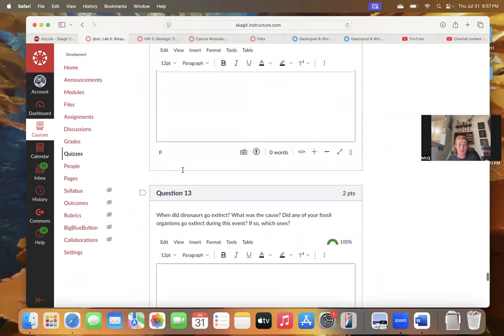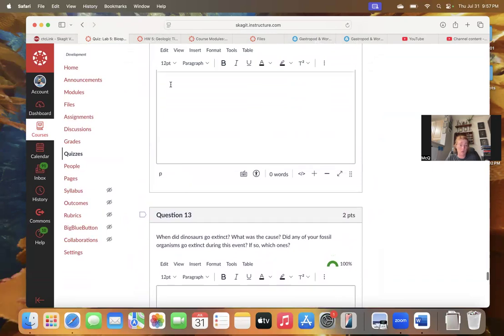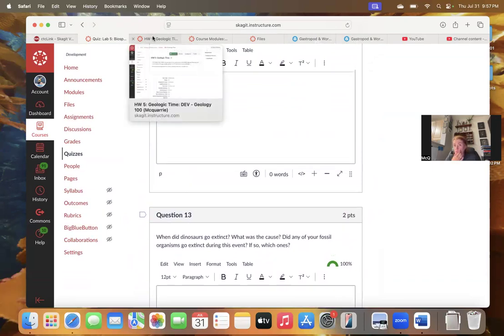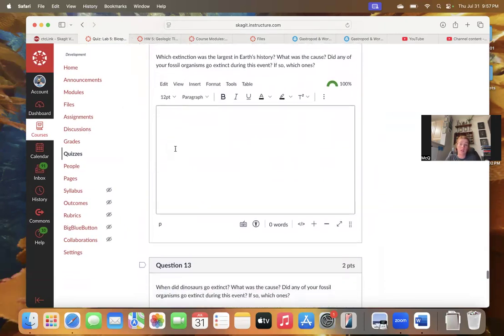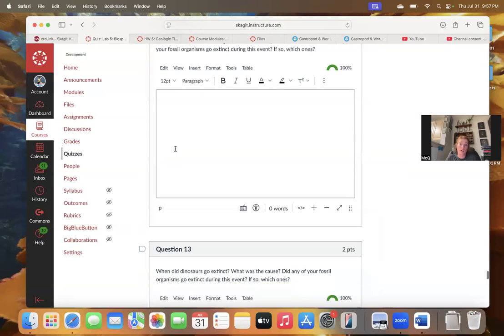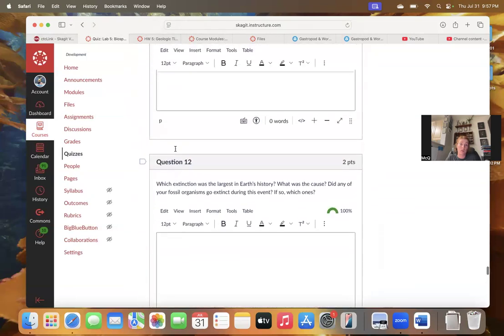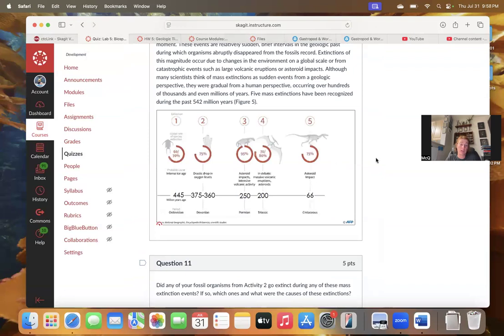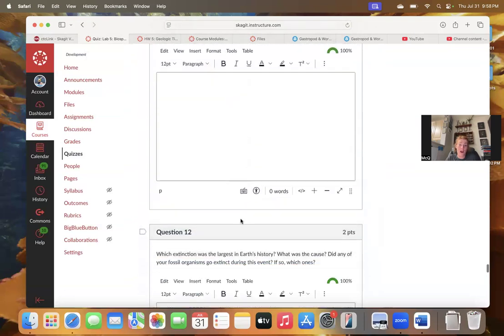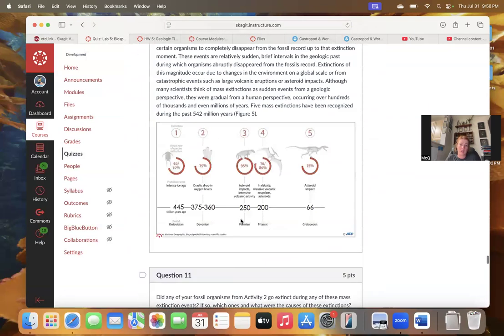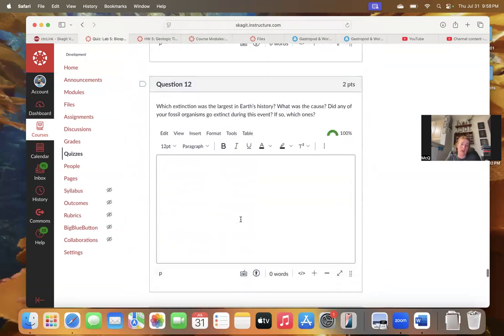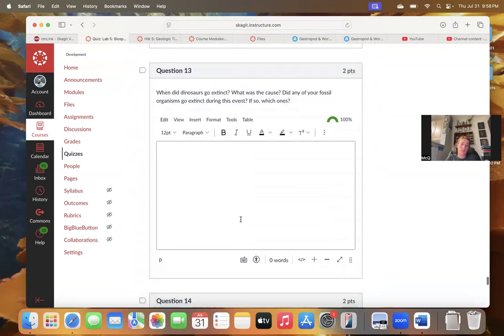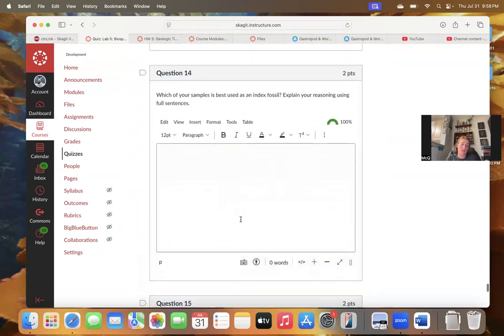Because this is a very conceptual module, and it can be hard to wrap your brain around. I'm not trying to trick anybody. Which extinction was largest in Earth's history? Go back to this map and take a look at some of the numbers here and why that is. I guess it doesn't tell you why, but it does tell you how that happened. Then, when did the dinosaurs go extinct? That should be pretty easy to find.